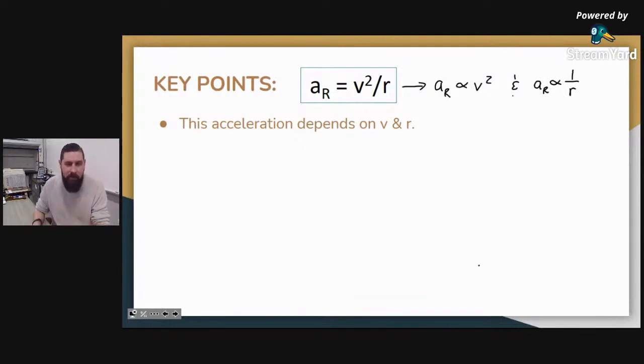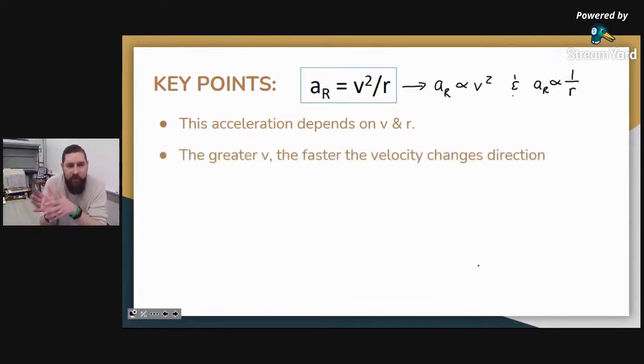So here's what this means. The greater the velocity of that object moving in circular motion, the faster that velocity changes direction. But it's not just a one-to-one relationship. Take a look at that proportion: A sub r proportional to v squared, which means this. If I double the velocity of that object, 2 squared means that the centripetal or radial acceleration goes up by a factor of 4. That means the velocity changes direction 4 times faster than it did before.